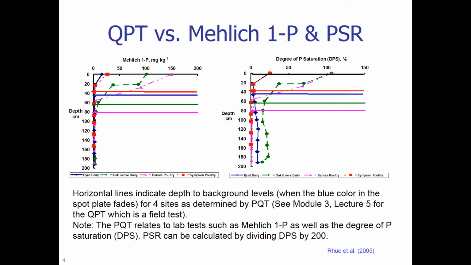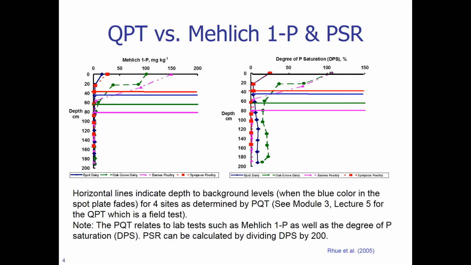Now, if you look at it, the Mehlich 1P and the PQT for background P level correspond beautifully for all the 4 sites. All right. So the PQT relates to these lab tests as well as the degree of P saturation, which is the one on your right. Now, if you look at the one on the right, what does it actually show? DPS is on the x-axis and the depth to background level is on the y-axis.